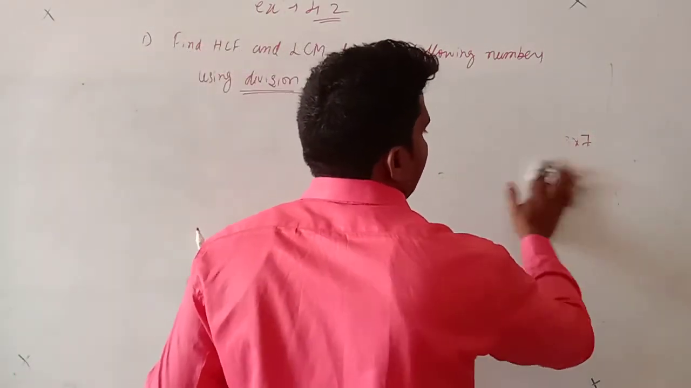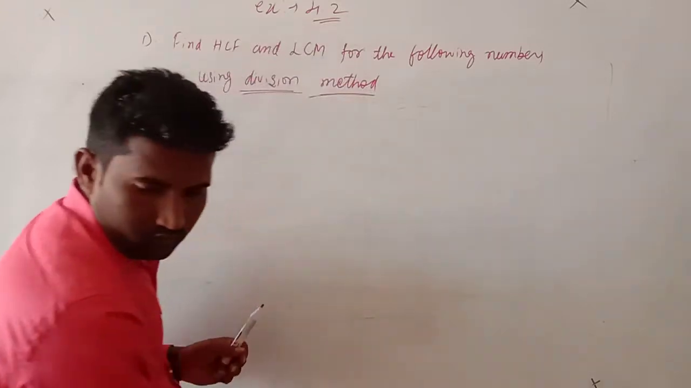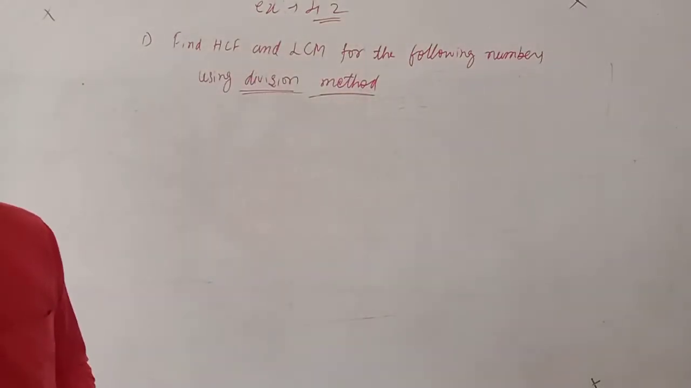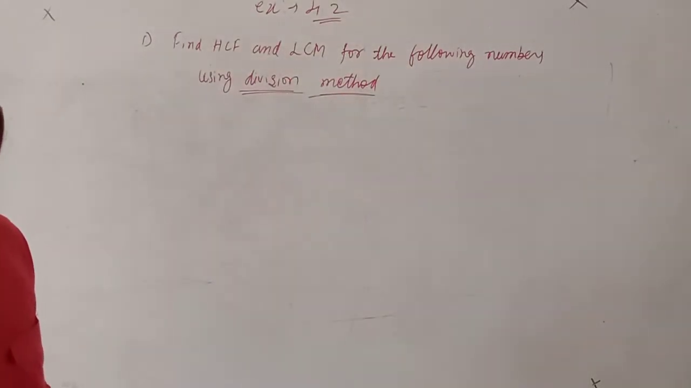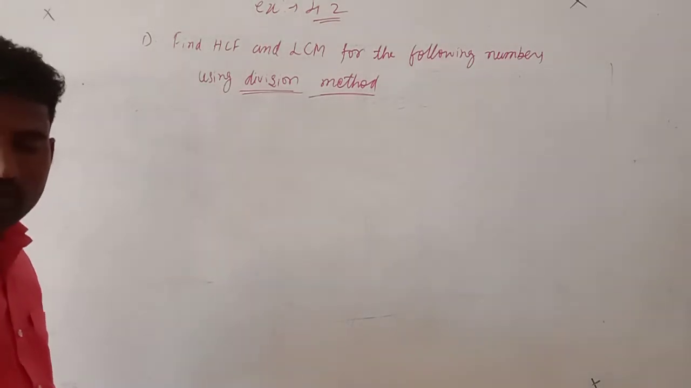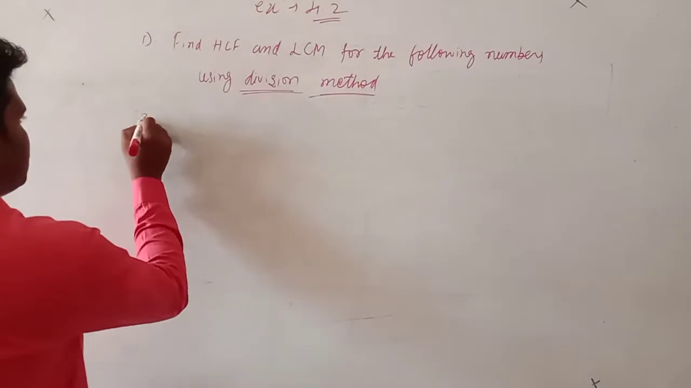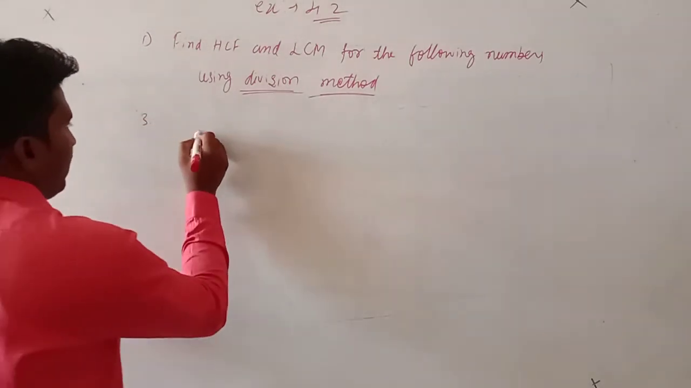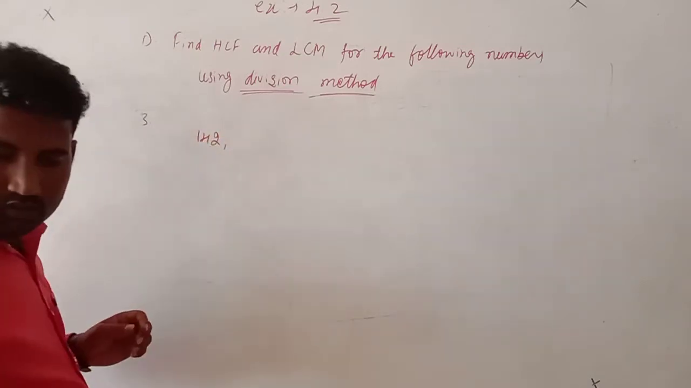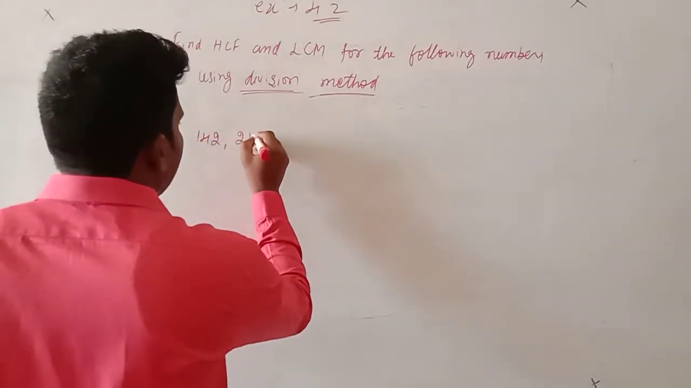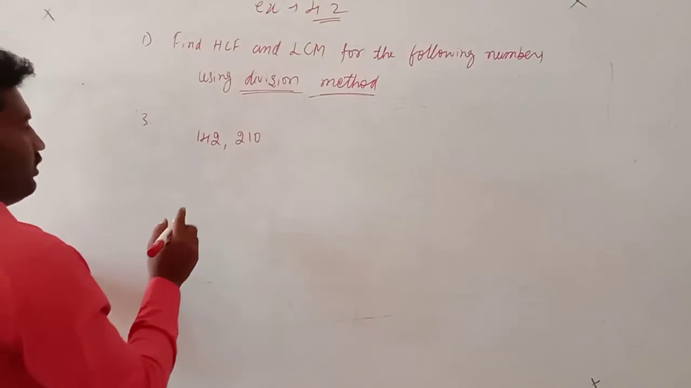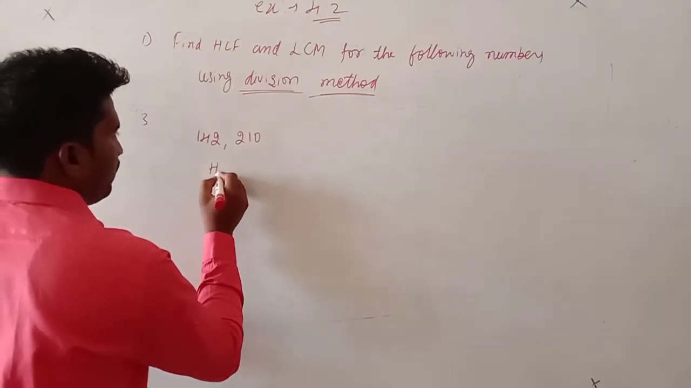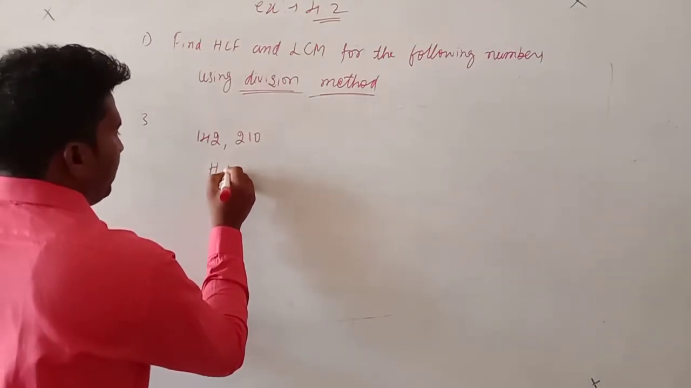So second one for homework. Now I am teaching the third one, because they are given only two numbers: 142 and 210. First of all, we have to find the HCF.